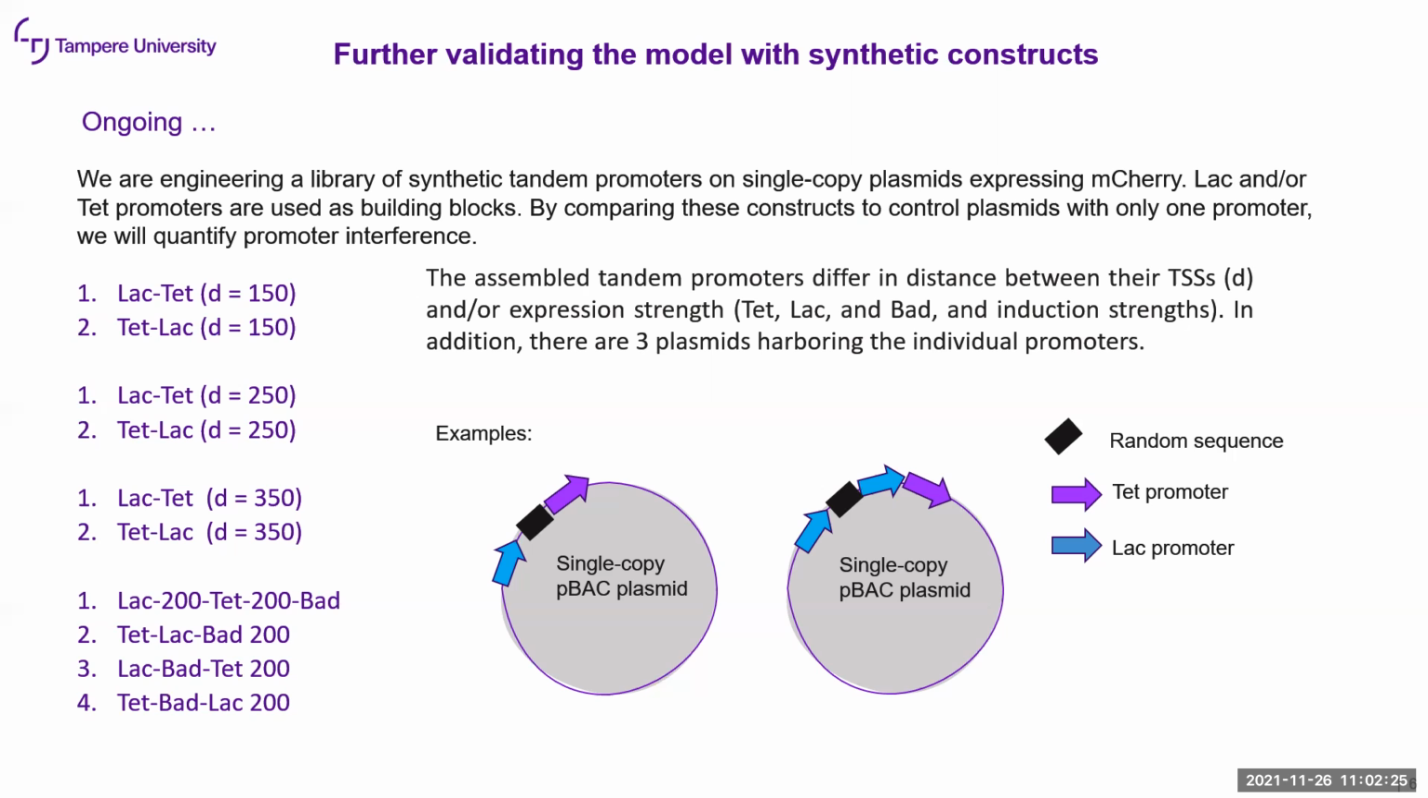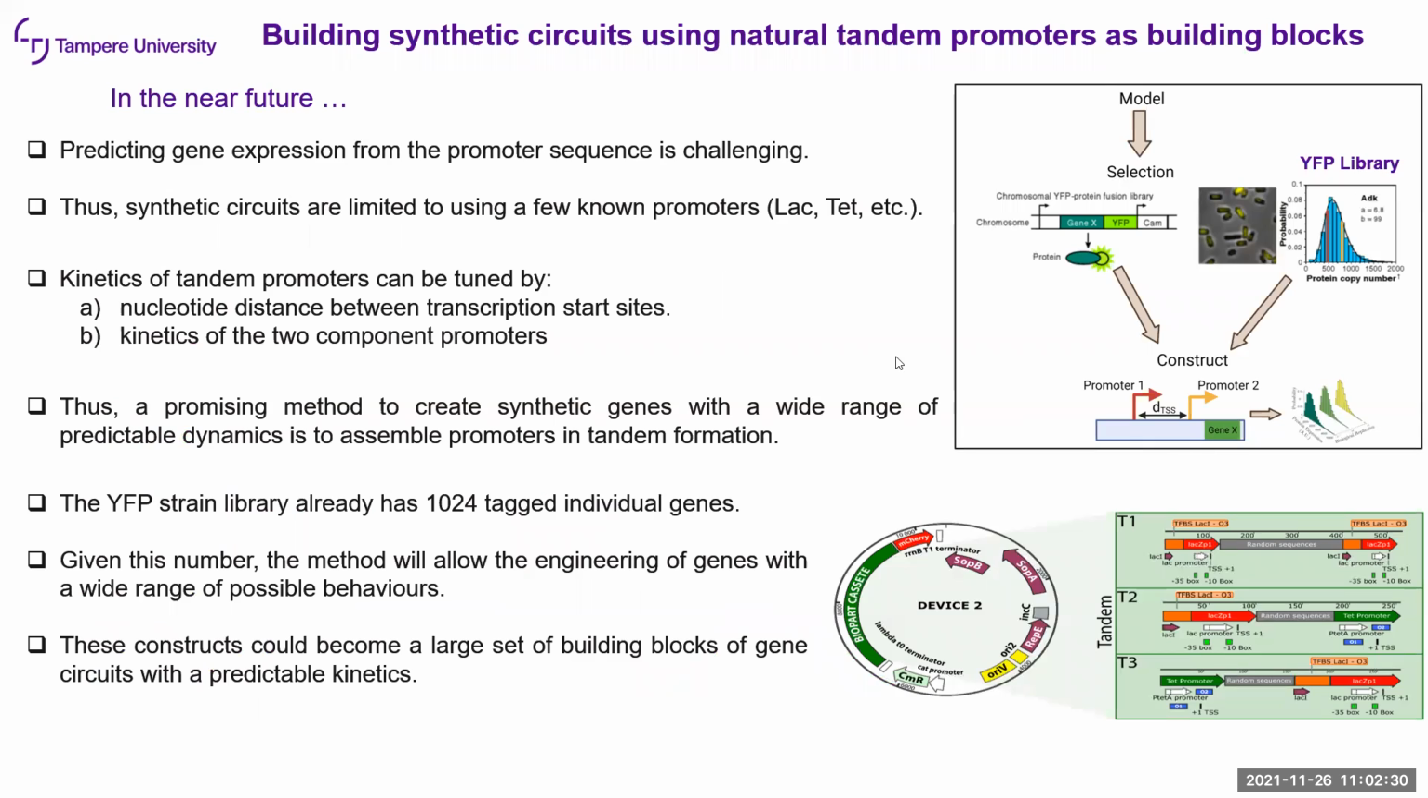And once this is validated, that's where we're going to go and do the most important stuff. So the most challenging thing, for example, for advances in synthetic biology is that it is still very, very hard to predict gene expression from the promoter sequence. It's extremely challenging. And so most circuits are so far limited to the few promoters like we were seeing, the Lac and the Tet and so on. But in our case, it appears that we can tune the kinetics of the tandem promoters by the nucleotide distance between them and by the kinetics of the two component promoters.